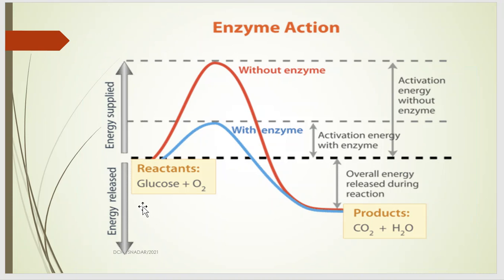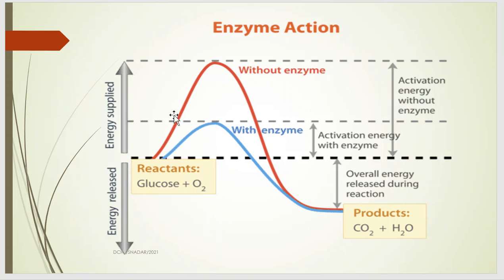So look at this graph. How does this enzyme work? What you see here is energy is released and energy is supplied. And there are two reactions. What we have here is glucose combining with oxygen, which is nothing but the burning of glucose, which is cellular respiration. What you're getting is carbon dioxide and water. And what I want you to see is this reaction needs a push. You can see that energy needs to be applied to run this reaction.